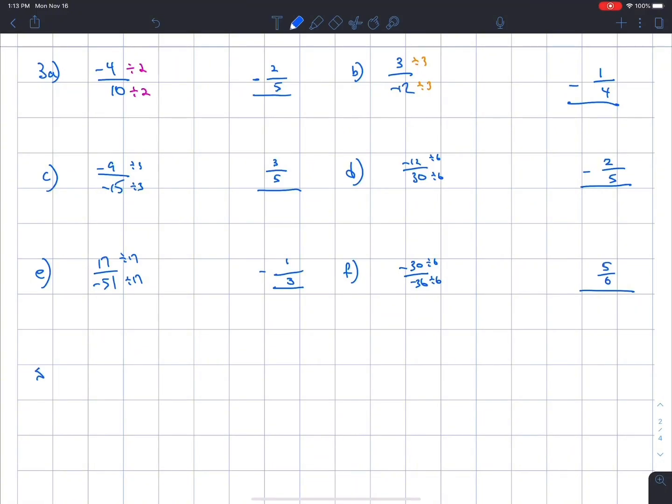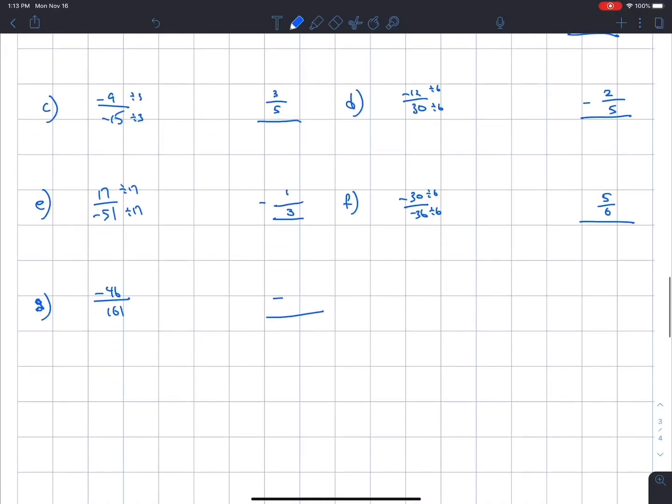And G, negative 46 over 161. Negative over positive is negative. I can first divide both of them by, I think they're divisible by 23. The reason how I know is because I was just trying to break down 46. I can divide this by 2 to get 23. So I can say the numerator is 2 times 23. For the denominator, I really don't know, but usually we can simplify this. Definitely not divisible by 2. That's why I think it's divisible by 23.